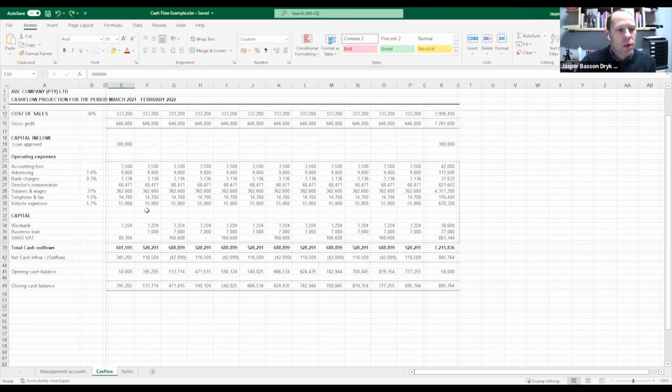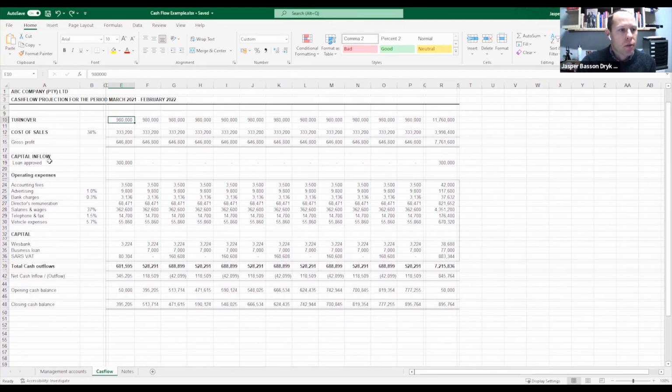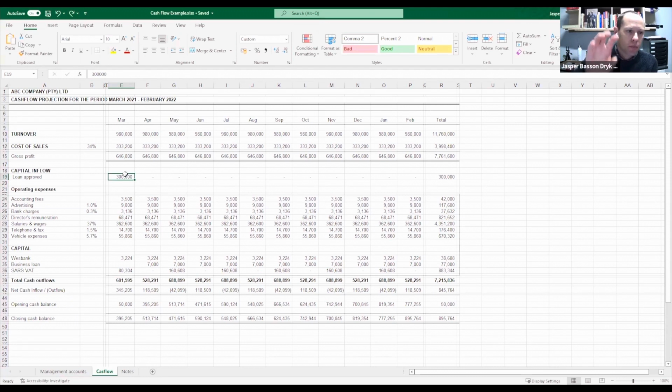Right, and then, like I mentioned, you might have a potential loan, so you will need to bring in the loan. There's additional to this specific month, I will have a 300,000 rand inflow in the business.